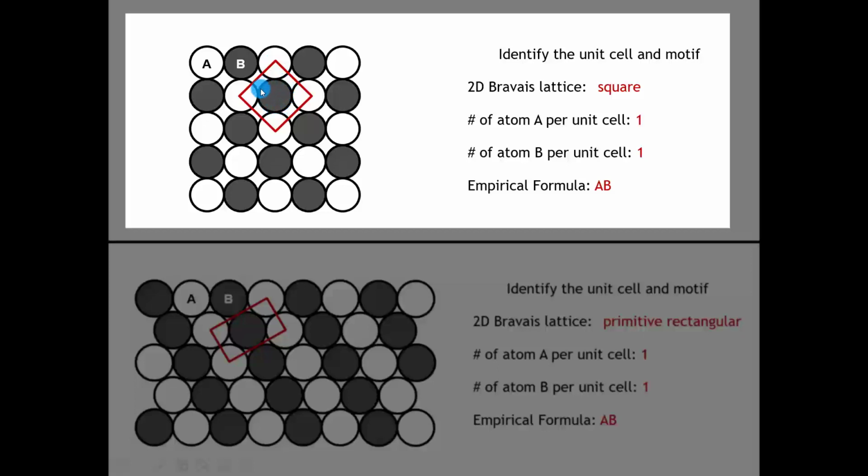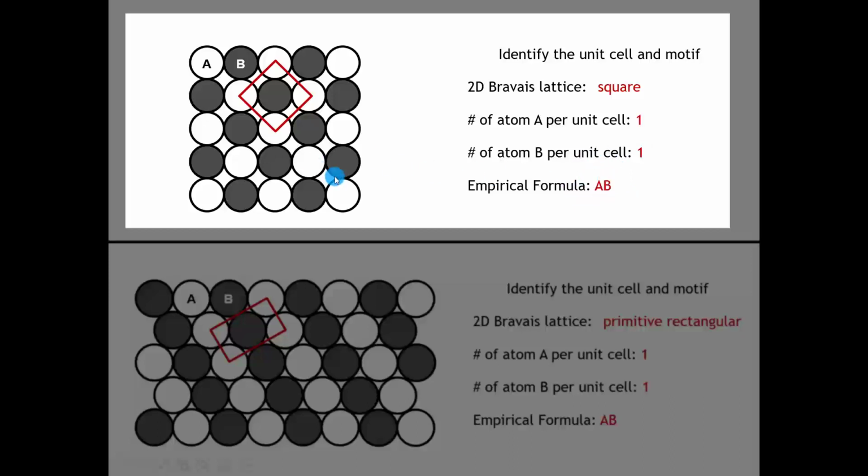This is the smallest square that we can draw, and you can see that it contains one atom of B, or one circle of B, or one sphere of B. And then, parts of 4 white circles are also in the square. And each of those, if I would take each of those wedges and add them together, it would come up to be also one atom. So there's one of A and one of B in the unit cell, and the empirical formula must be AB.